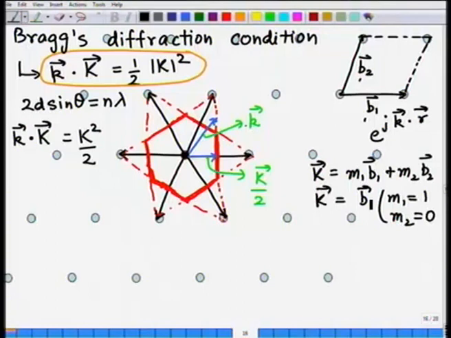As you can see, if I resolve small k onto this, so k dotted with a unit vector in this direction will be equal to K by 2. If I take the component of small k in the direction of K, that will clearly be K by 2, and then I multiply by K itself. That will be K squared by 2. So clearly the Bragg's diffraction condition is satisfied on this particular plane. On Brillouin zone boundaries, they are special, Bragg's conditions are satisfied.